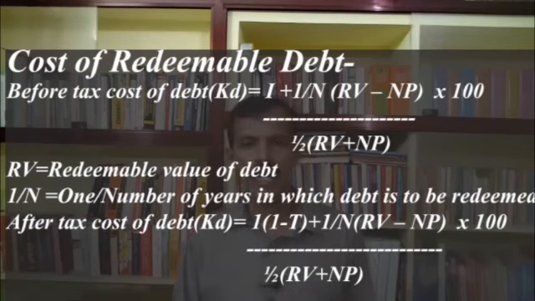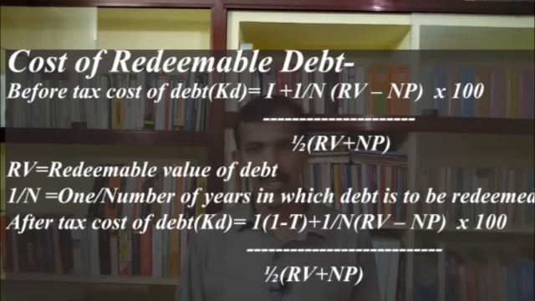Then for after-tax cost of debt, we have to adjust the element of tax in the formula. So our formula is interest into 1 minus T, 1 minus tax rate, plus 1 divided by n, into RV minus NP, all divided by half of RV plus NP into 100. That is our formula for after-tax cost of debt.